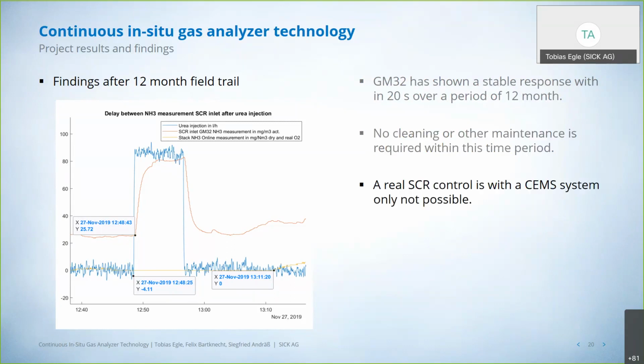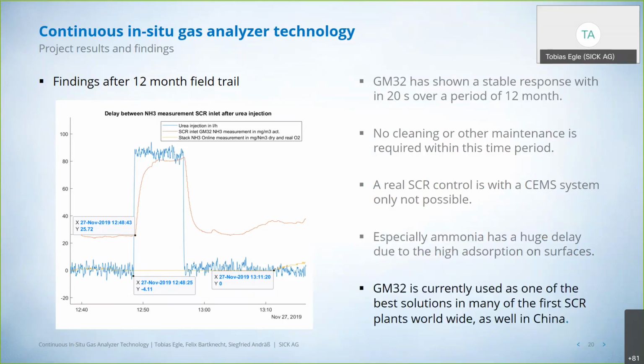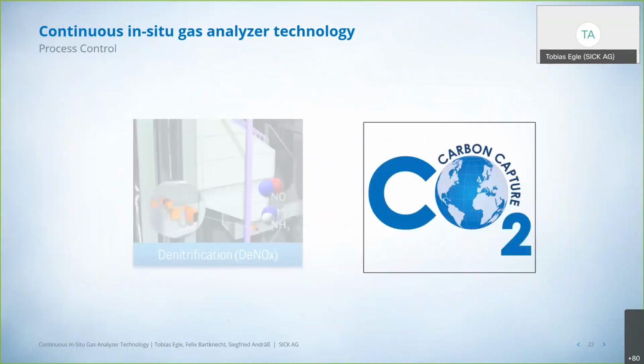As well, a real SCR control with a SAM system is not possible, as we have seen in the slide before. Ammonia is very challenging at all for this kind of measurement. And GM32 is currently used in many of the first SCR plants in the world, as well in China. So maybe have a look in the current Global Cement magazine. There will be an article from us with regards to that field test, in addition, with the information about the first SCR plants in China, where we have been part of the project as well. Felix was so kind and put the link in here.